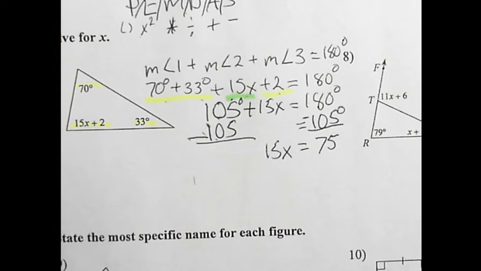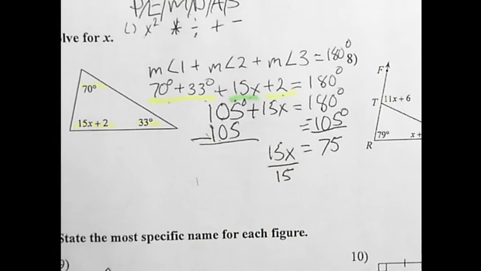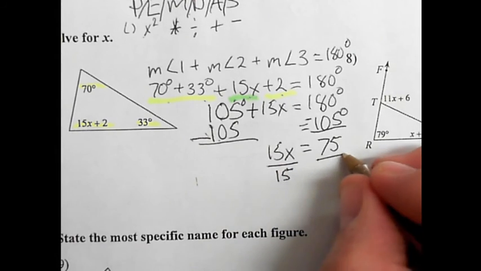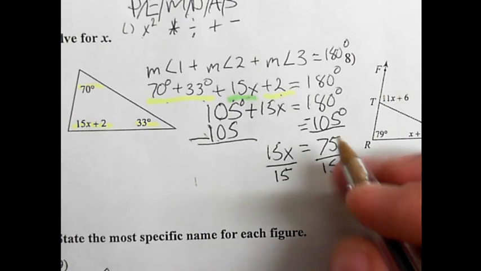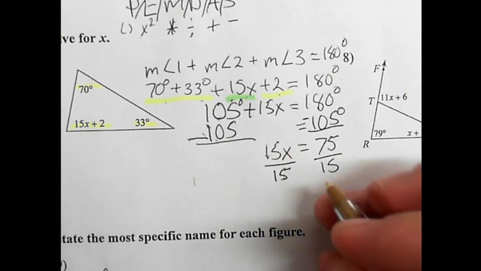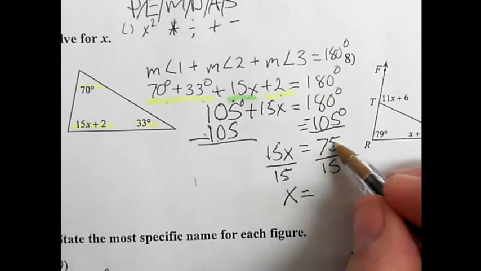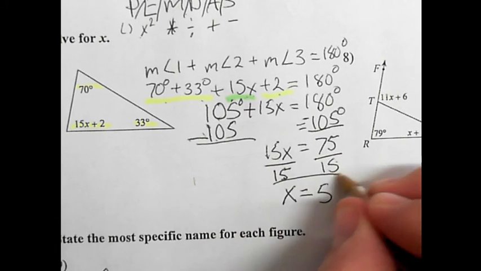Now, I need to move 15 away from the x. 15x means 15 times x, so I'm going to do the opposite of multiply, which is divide. I'm going to divide by 15 because that's what I want to move. And whatever I do on one side, I got to do to the other side. So 15 divided by 15 is 1. 1 times x is just x. 75 divided by 15 is 5. And so that's my answer.